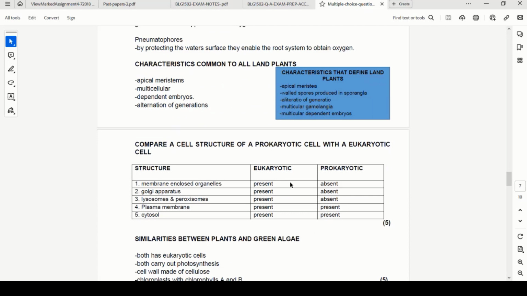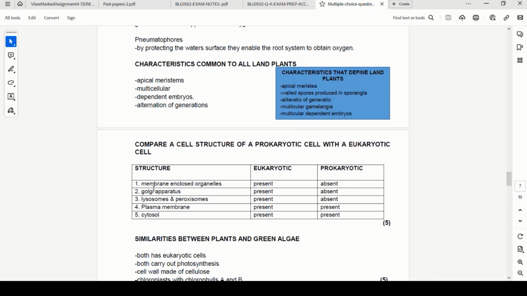Also, the comparison between prokaryotes and eukaryotes: membrane-enclosed organelles, Golgi apparatus, lysosome, and peroxisome, and the cytosol and plasma membrane are present. So this kind of diagram, I think I once shared with you, I think in week four, shows it like this. It helps in questions like, I remember in a previous session earlier today, where they will ask which one is present in prokaryotic and is not present in eukaryotic, or which one is not present in the other, or which one is not common to both prokaryotic and eukaryotic.